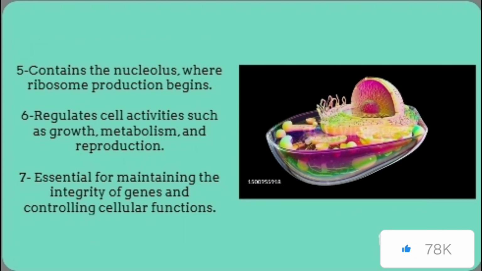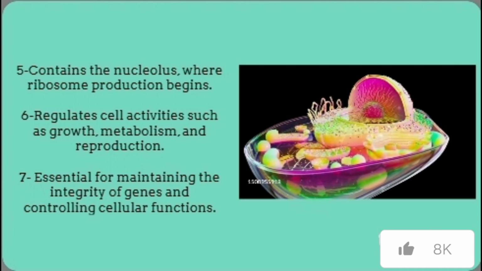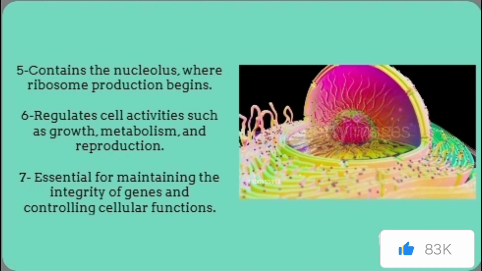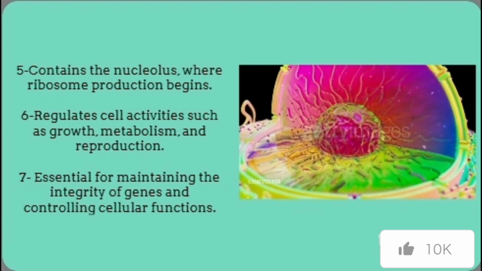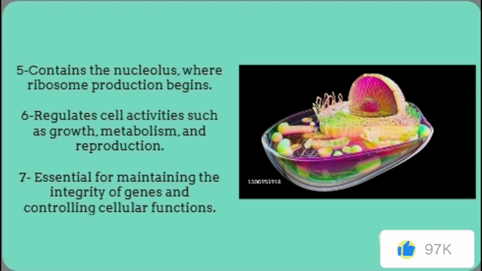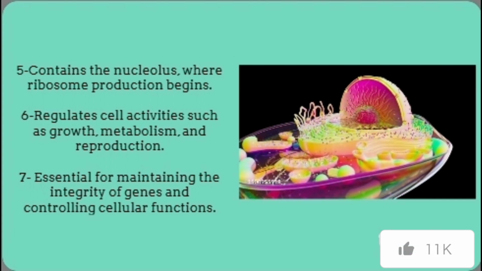The nucleus contains the nucleolus, where ribosome production begins. This is where the assembly of ribosomes starts. Ribosomes are essential cellular structures involved in protein synthesis, which regulate cell activities such as growth, metabolism, and reproduction.